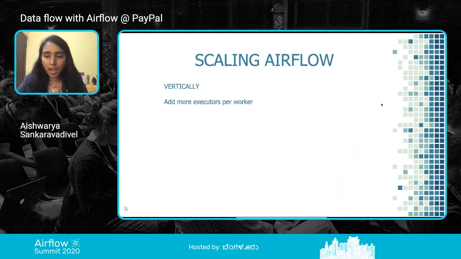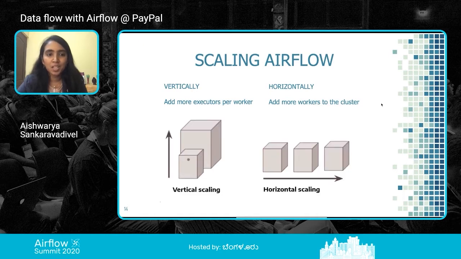So that's when I would like to talk about scaling in two different ways, which are vertically and horizontally. What does vertical scaling mean? You can add more executors per worker. And what does horizontal scaling mean? You can add more workers to the cluster. So it essentially looks like what you see in the diagram, where you should be able to handle both of these use cases in a very simple way.